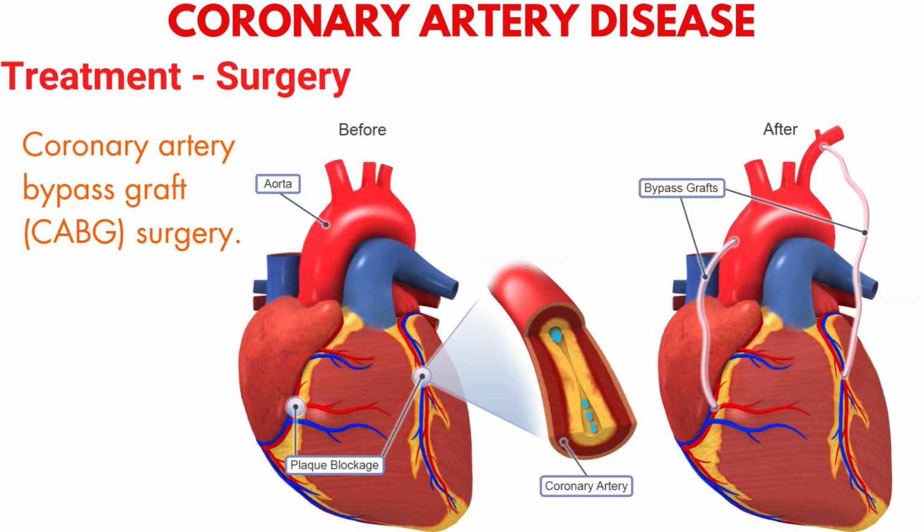Next surgery is coronary artery bypass graft surgery. This is a type of open heart surgery. During CABG, a surgeon takes a vein or artery from somewhere else in the body. The surgeon uses the blood vessel to create a new path for blood to go around a blocked or narrowed artery.